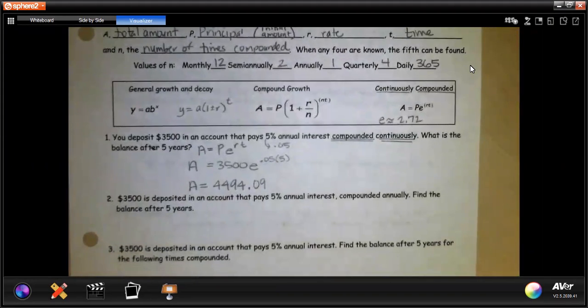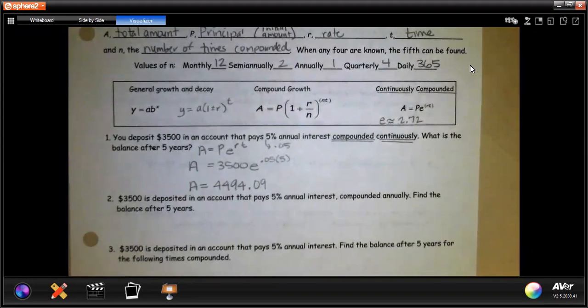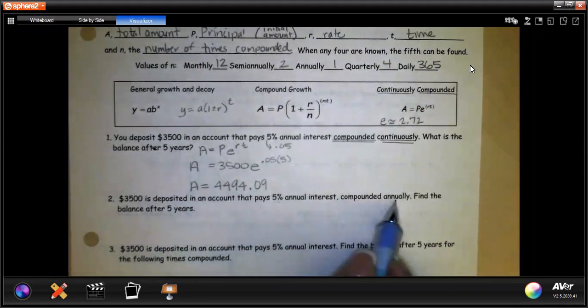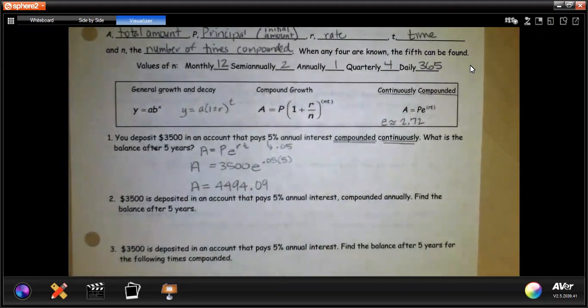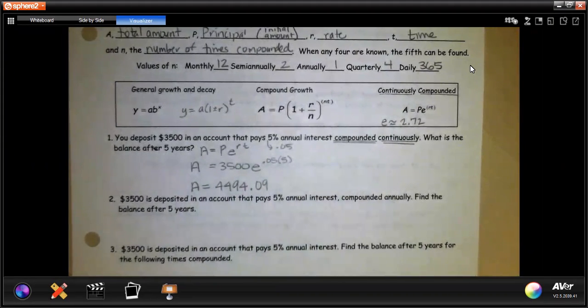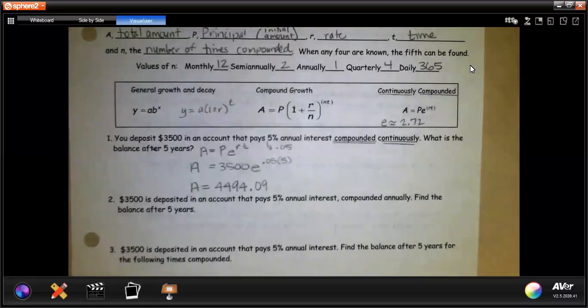All right, number 2, $3,500 is deposited in an account that pays 5% annual interest, compounded annually. Find the balance after 5 years. The more you compound, the more money you're going to make. In this case, they're only compounding annually. So they're going to stop once a year, figure out how much interest you've made, and add that to your total amount. And then the next year, you would pay that interest on interest.